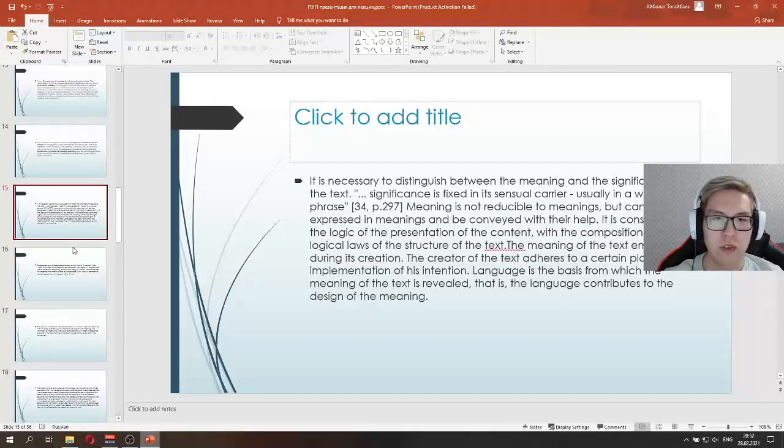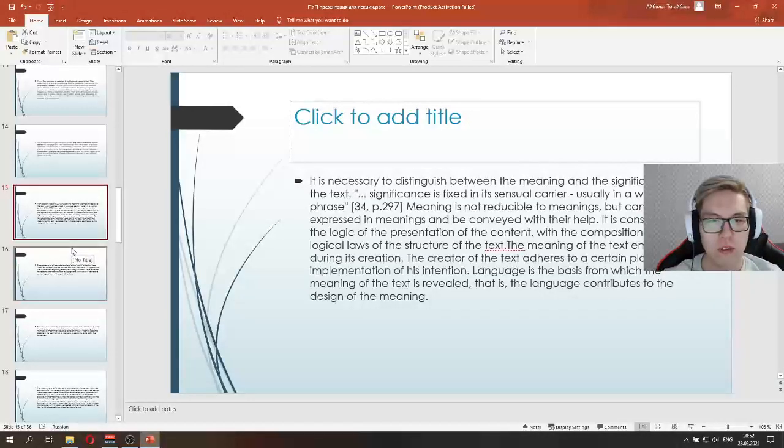It is necessary to distinguish between the meaning and the significance of the text. Significance is fixed in its sensual carrier, usually in a word or phrase. Meaning is not reducible to meanings, but can be expressed in meanings and be conveyed with their help. It is consistent with the logic of presentation of the content, with the compositional and logical laws of the structure of the text. The meaning of the text emerges during its creation.